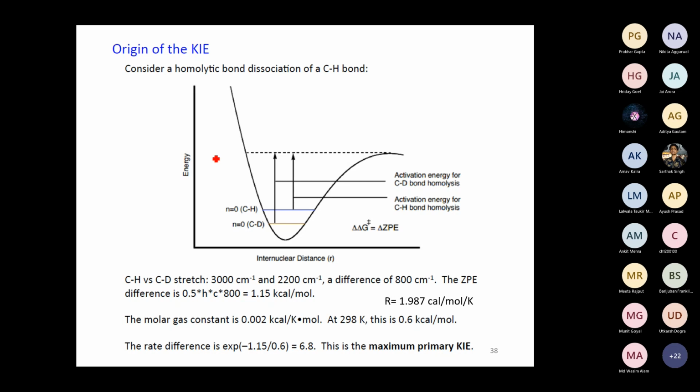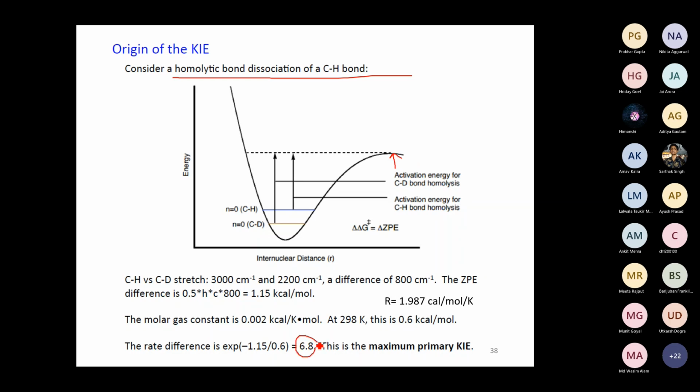It may be less than 1 or greater than 1, as I told in the last two classes. I also told that in the primary kinetic isotope effect, if the CH or CD bond is being dissociated, homolytic cleavage of the CH or CD bond in the rate determining step, then kH by kD will be more than 1.5. It depends on the structure of the transition state, but for primary kinetic isotope effects the value will be 1.5 to 6.8.